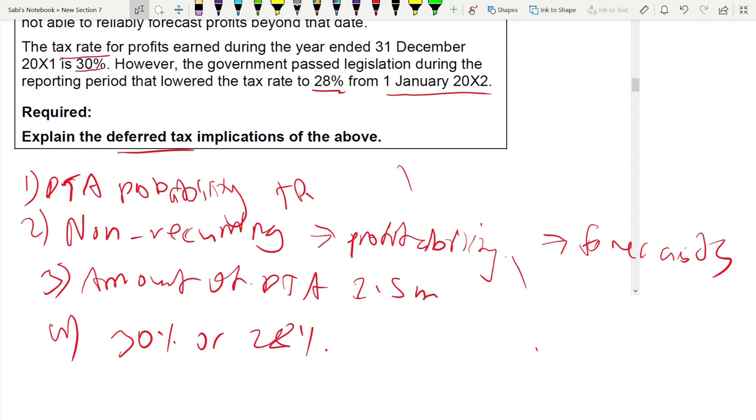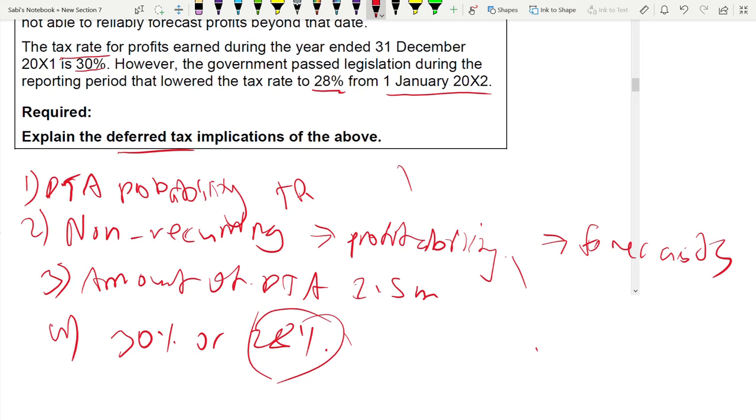Okay, understood. First of all, let me tell you the correct answer. The correct answer is 28%, not 30%. Not what you have learned before. Because now it is about deferred tax asset. It is not a normal condition here. Here it's about loss. So when it is a loss that is arising, remember. Why 28%? I will give you the explanation. You have to write it in your own words.